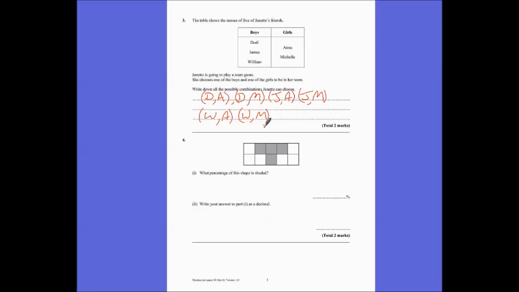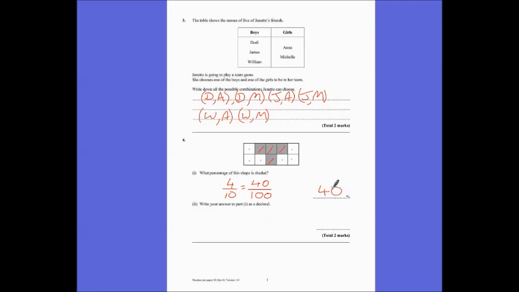Question 4. What percentage of this shape is shaded? Well, first of all, we need to know how many there are altogether. So it's 1, 2, 3, 4, 5, 6, 7, 8, 9, 10. So this is out of 10, and we've got 4 shaded. 1, 2, 3, 4. So that's 4 out of 10. Percentage means out of 100. So if we times both of those by 10, we get 40 out of 100, which is 40%.